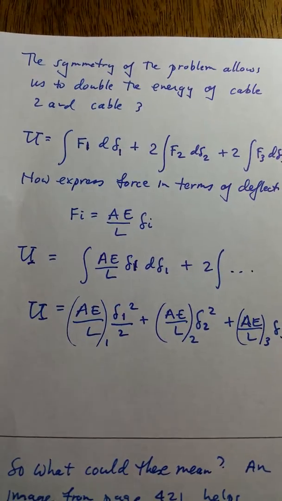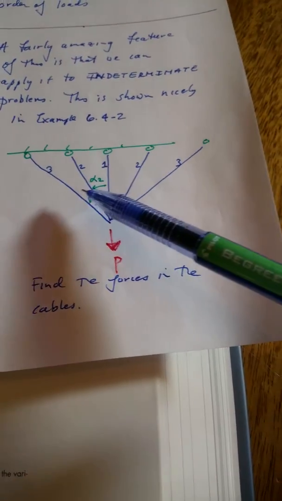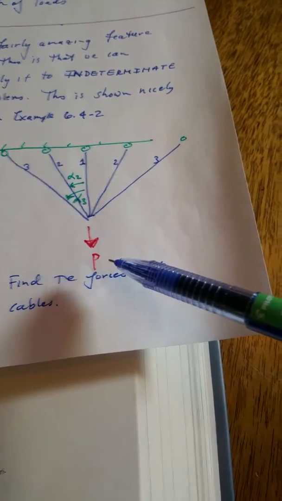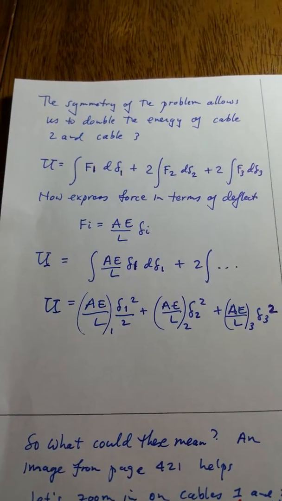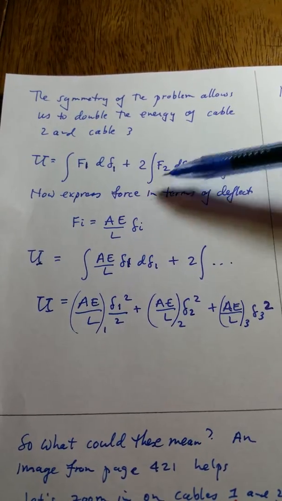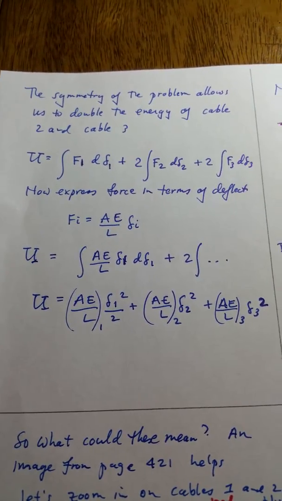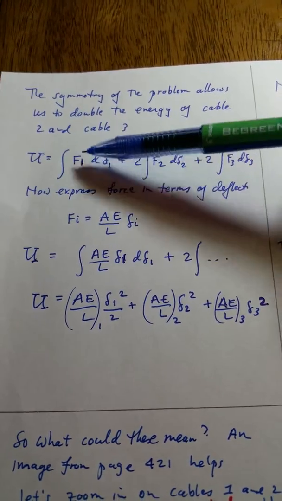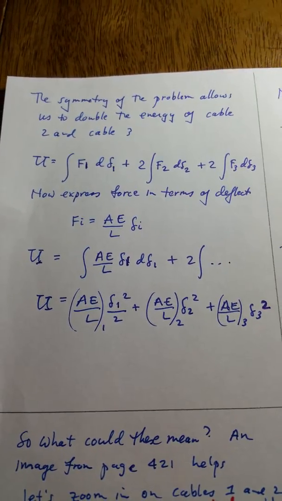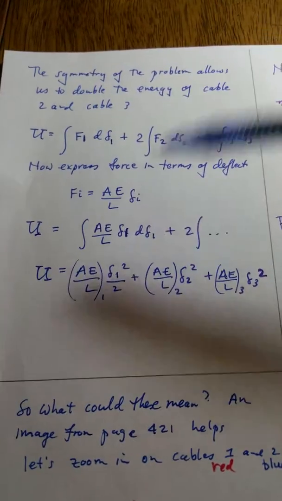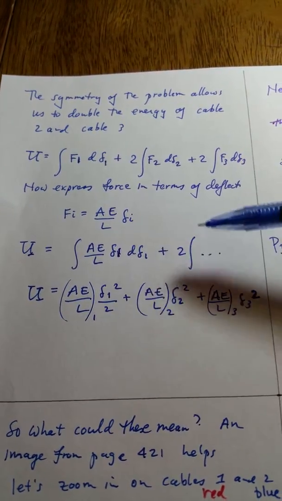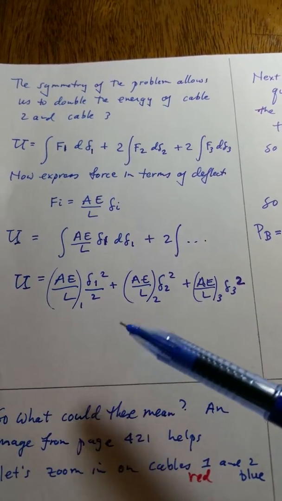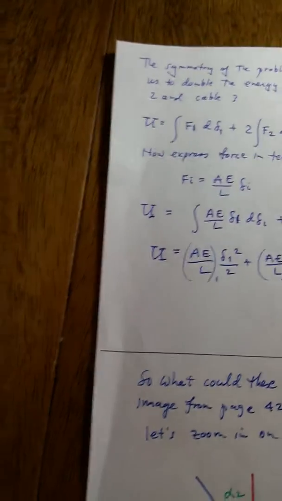So since this is a symmetric problem, we can double up the energy of cables 2, and then we could double up the energy of cables 3, and we're left with an expression: the integral of F1 d delta 1, 2 times the integral of F2, 2 times the integral of F3. Now I'm going to flip this into an expression for delta using the stiffness term, AE over L. And pretty straightforward here, I think. And we integrate, and we have U.